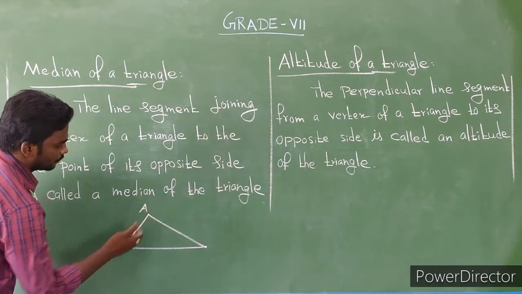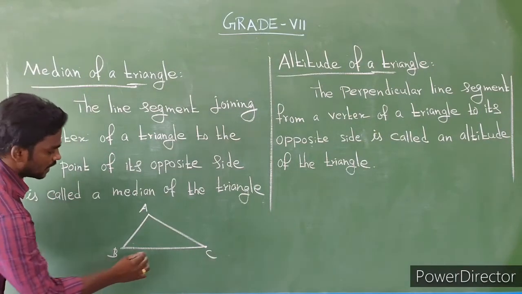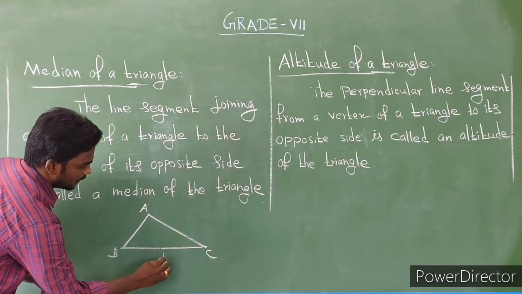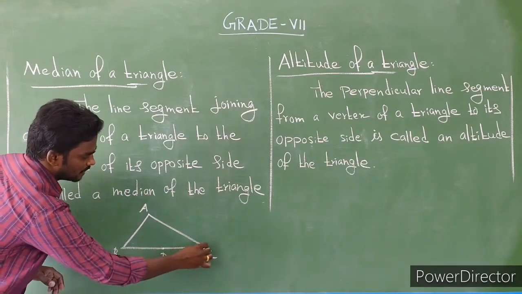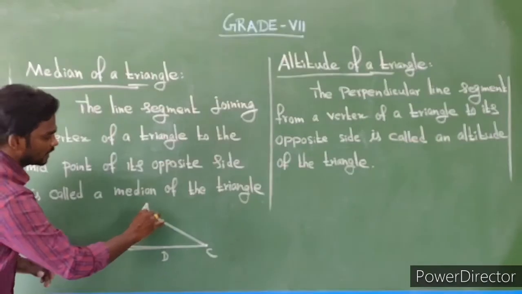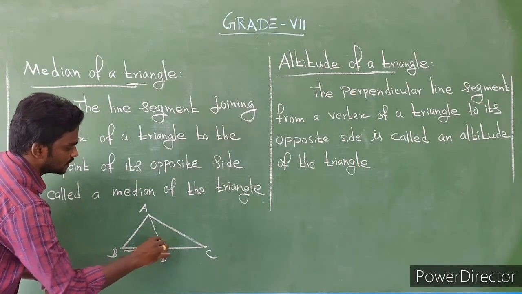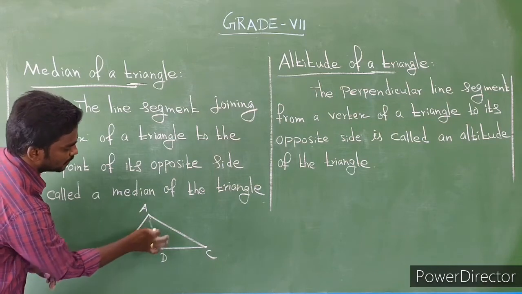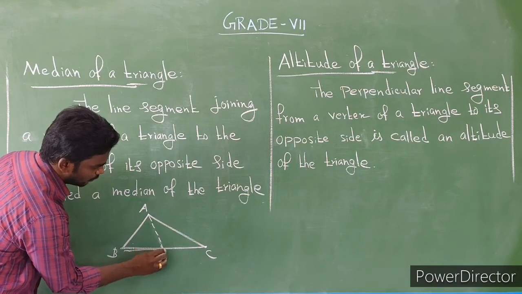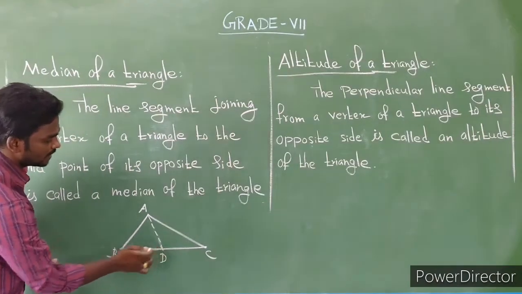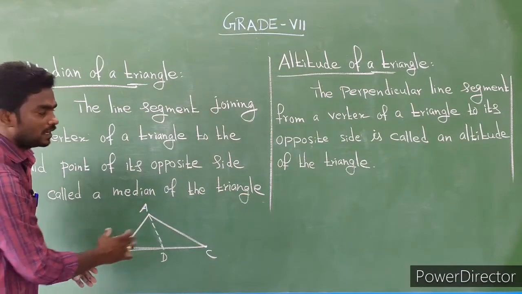Here, ABC is a triangle and D is the midpoint of the side BC. So we can join this vertex of the triangle to the midpoint of the opposite side, and it is called a median. A line segment from a vertex of a triangle to the midpoint of the opposite side is called the median of the triangle. Here, AD is the median of triangle ABC.